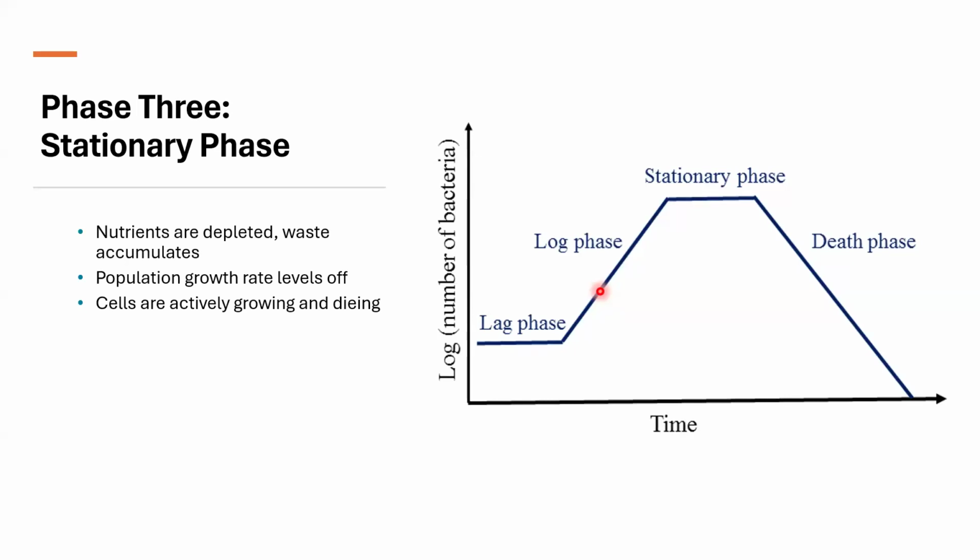Now we come into the stationary phase. At this phase, usually if we actually plotted this, we would see that the line isn't exactly flat. It's more like ebbing and flowing up and down, kind of like the red dot is here. So cells are still actively growing, but nutrient levels are reducing and waste products are accumulating. And so that means that your growth and death rates are approximately equal.